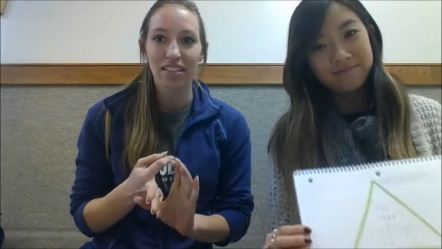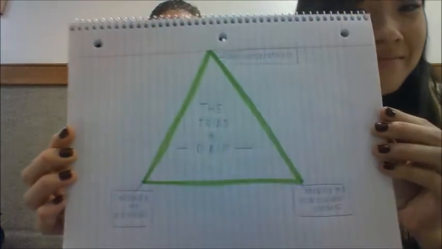Hi! So our video is about what developmentally appropriate practice looks like in a classroom. There are three components of developmentally appropriate practice: age appropriateness, individual appropriateness, and appropriateness to the social and cultural context.